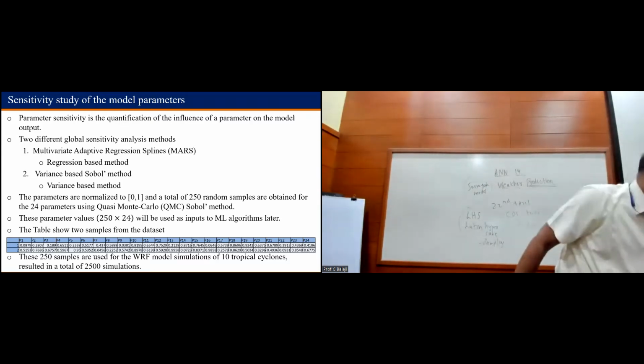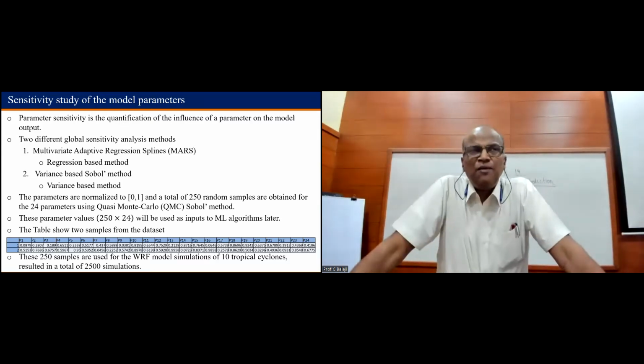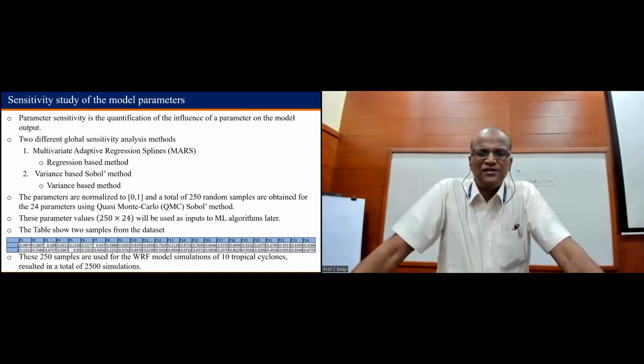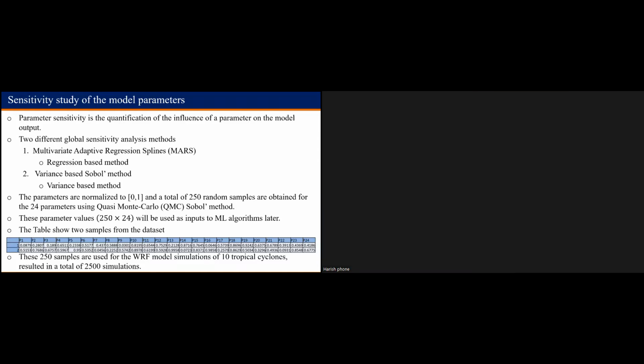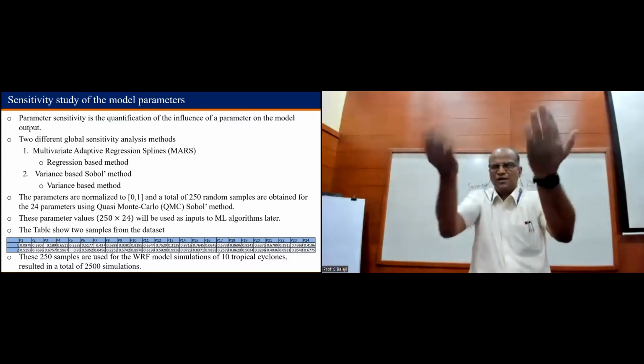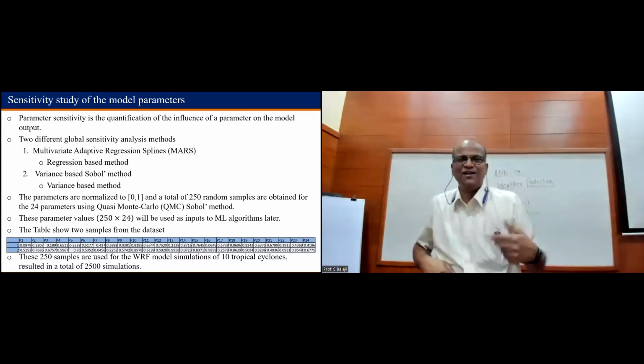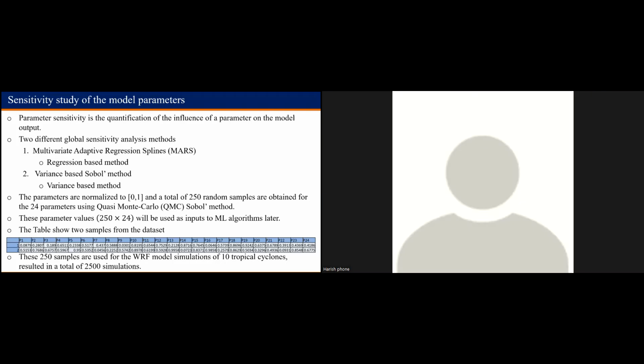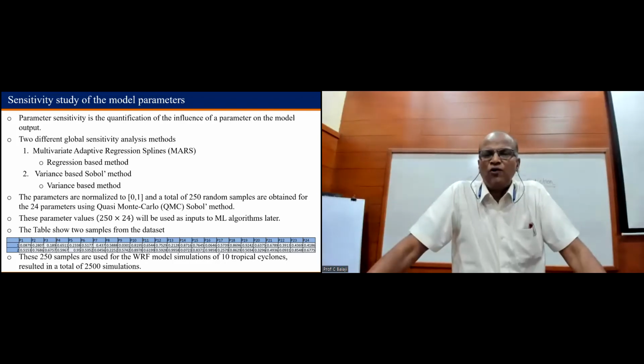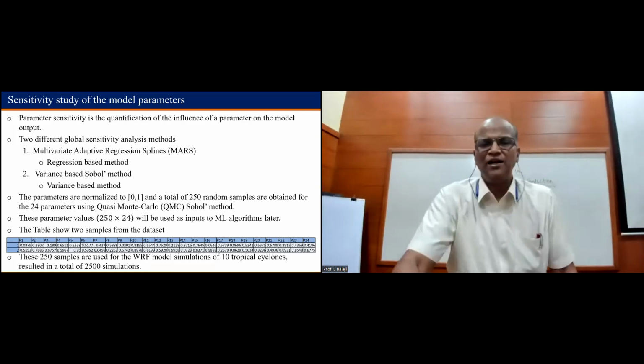Okay, and the quasi Monte Carlo scheme is available in Python, right? Yes, sir, it is default. It is there in the Python libraries. You don't have to code. You just have to take it, just like going and ordering coffee in a coffee shop. All right. So these parameter values, 250 by 24, will be used as input to the machine learning algorithm.